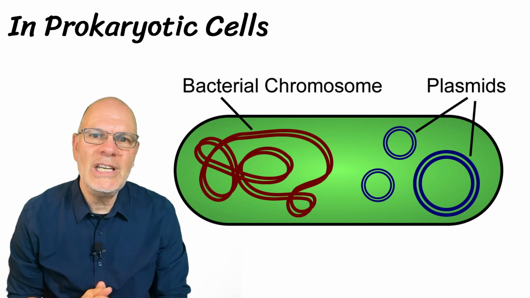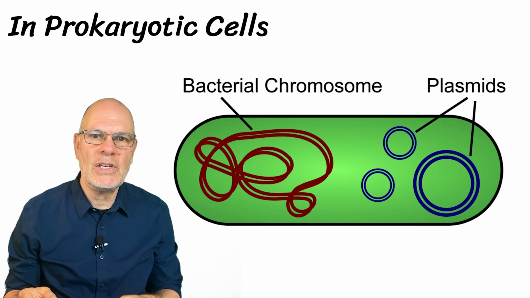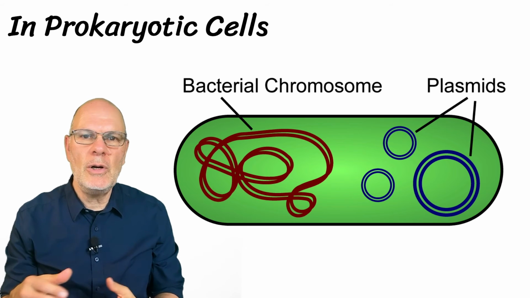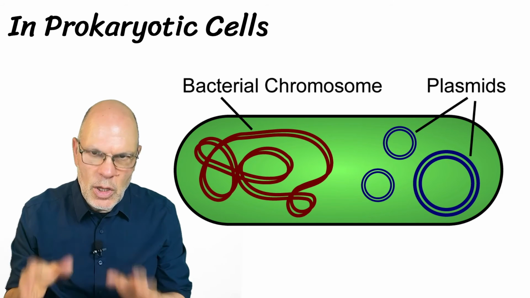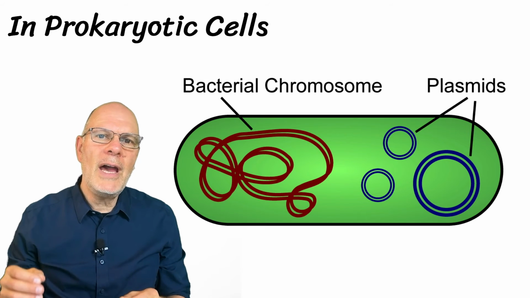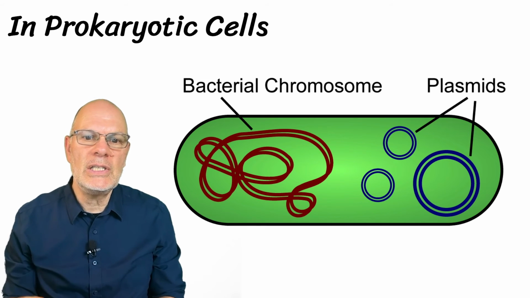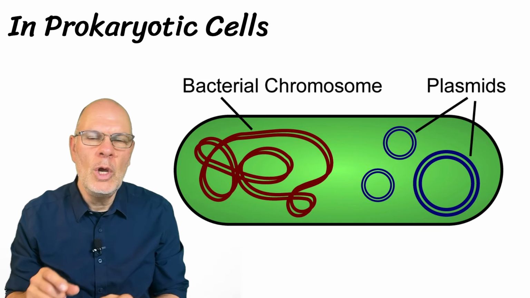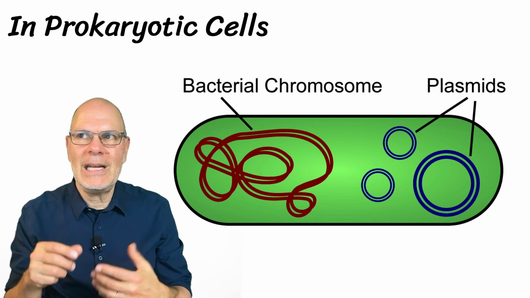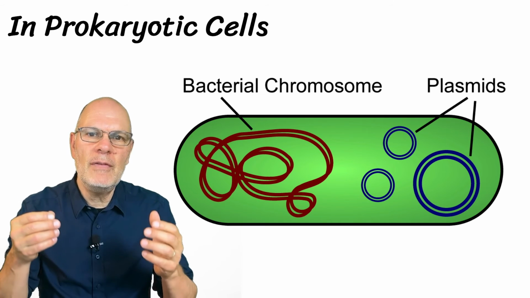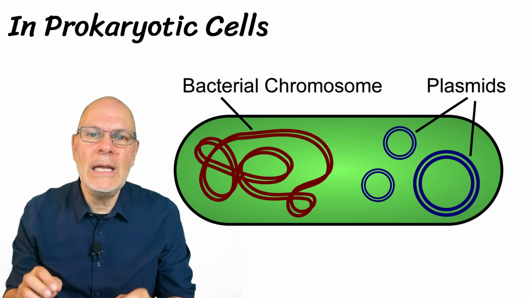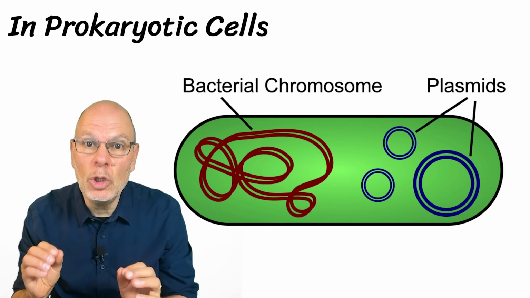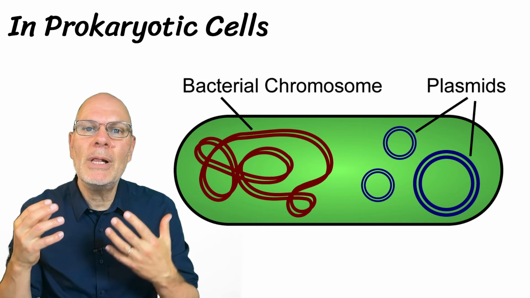Let's talk about where DNA is found in prokaryotic cells. Those are primarily bacteria. There's another domain that are called archaea. So in those organisms, you find DNA in two places: in a bacterial chromosome, which is a loop of DNA that can be hundreds of thousands or even millions of nucleotides long. And in addition, you find DNA making up much smaller loops of DNA that are called plasmids.